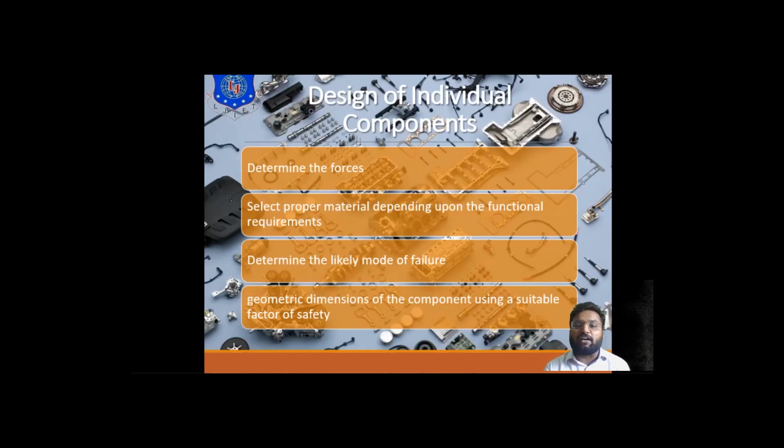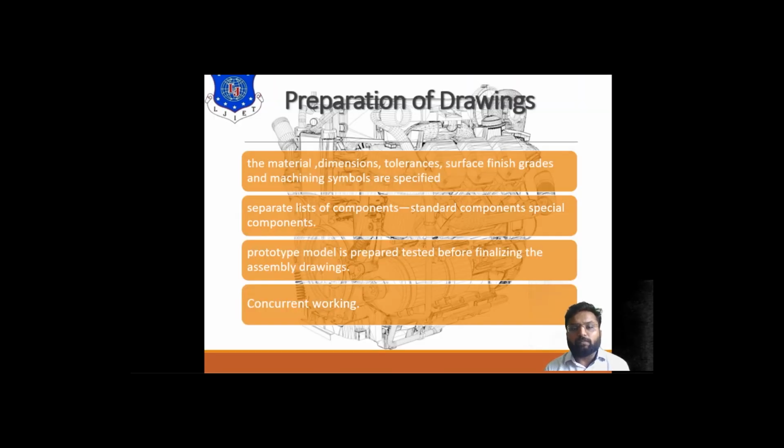After this general layout, we'll design the individual component. Like in the case of a gearbox, we will determine the forces acting on the shaft as well as the gears. Then depending on those forces, we will select the material. Then ultimately we determine the mode of failure and the geometrical dimensions of the component using a suitable factor of safety. Clear? After that, the drawing should be prepared.